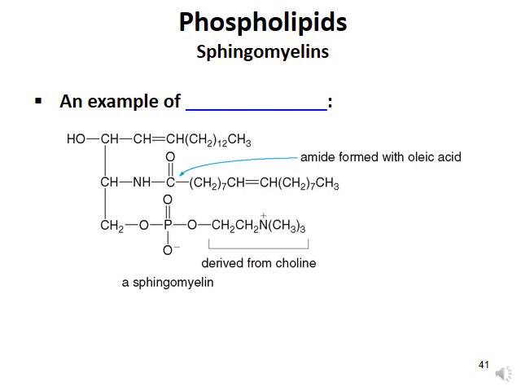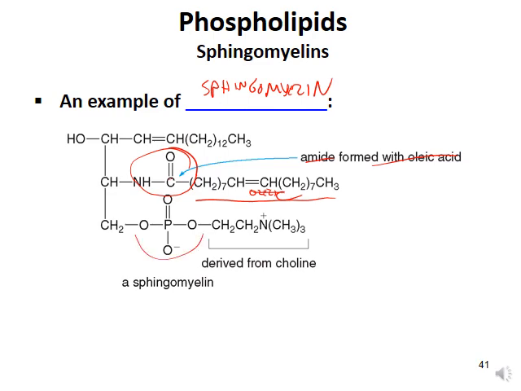Here's a good example of a sphingomyelin. There's the long chain. And there, C double bond O, R, N. That's the amide right here. That's the amide that's formed with this long oleic acid fatty acid chain. There's the phosphodiester part with the amino acid.